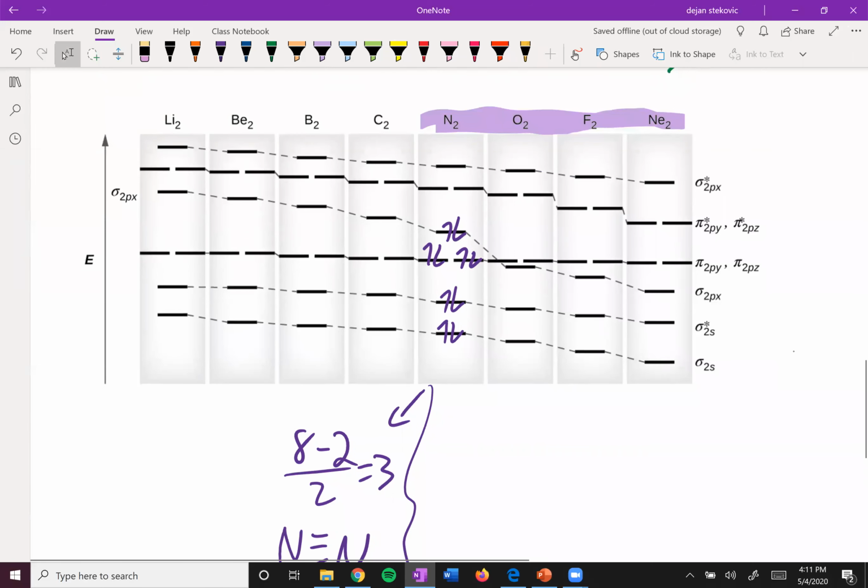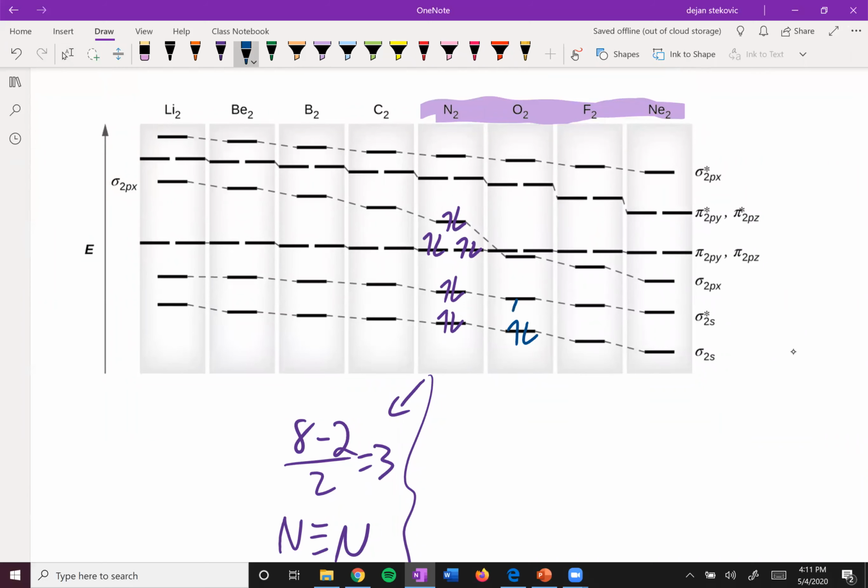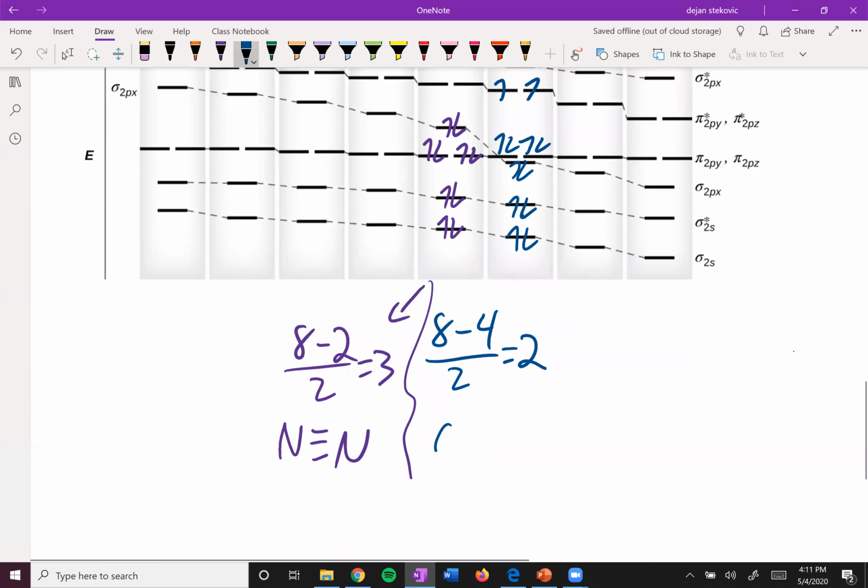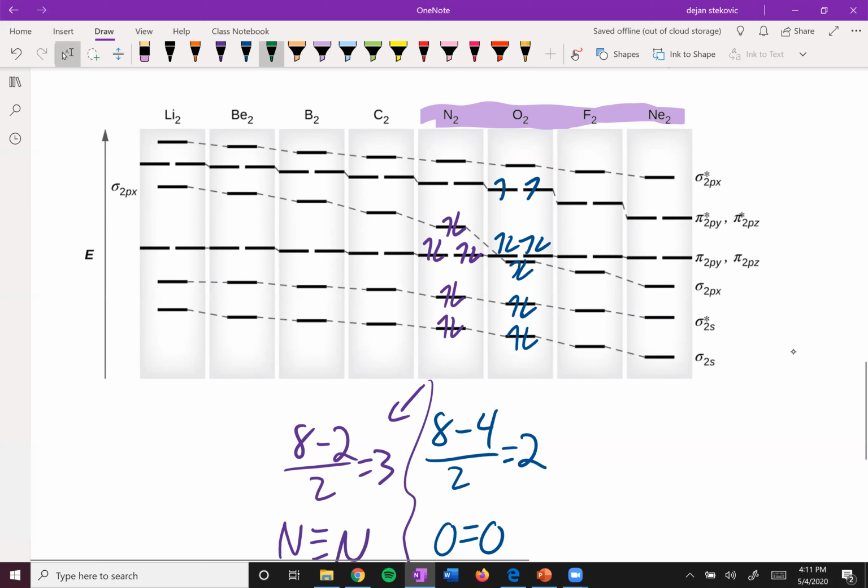Next up, O2, 12 valence electrons. So 1, 2, 3, 4, 5, 6, 7, 8, 9, 10, 11, 12 valence electrons. And so here we still have 8 valence electrons in bonding orbitals. And now we have 4 electrons in anti-bonding orbitals because these 2 electrons up here are in anti-bonding orbitals. Notice how it's pi star. Remember, the star means anti. So 8 minus 4 divided by 2 is equal to 2, and so it predicts O2 is a double bond, which is correct experimentally, and the same thing as our Lewis structure states.